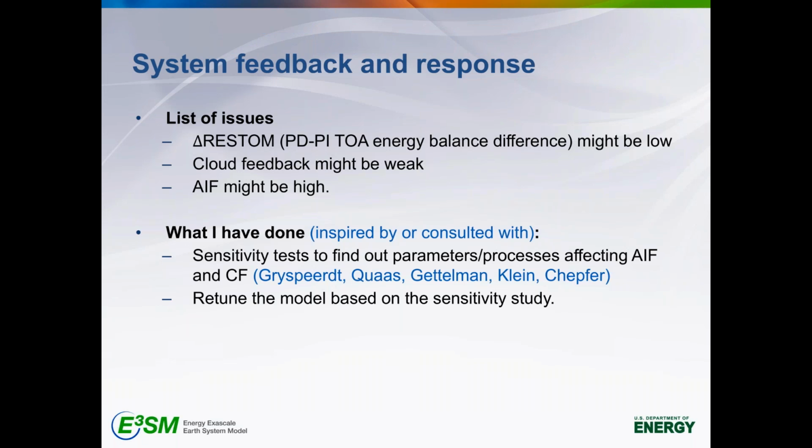And the last thing I'm going to talk about is the system feedback and response. I think this is one very important but also very challenging part. So the list of issues here is that first, our top of atmosphere energy balance difference between present day and pre-industrial might be low. And the second thing is that the cloud feedback might be weak. The third thing is our aerosol indirect forcing is on the high side.